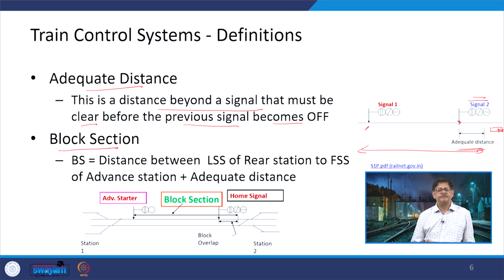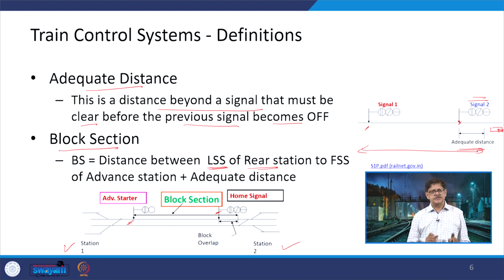Block section. Block section is a distance between the last stop signal of the rear station. Say here this is a rear station 1 and this is an advanced station 2. So, on the rear station this is the last stop signal, which is an advanced starter here, and in the case of station 2 there is going to be a home signal. So, the home signal is being provided here.